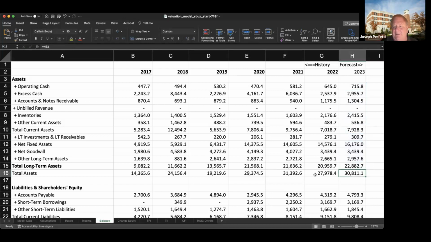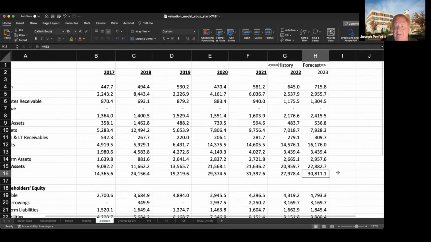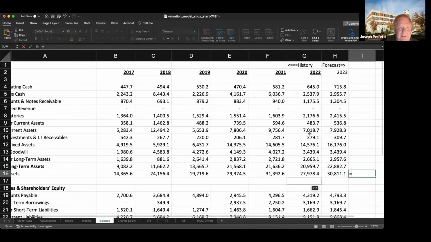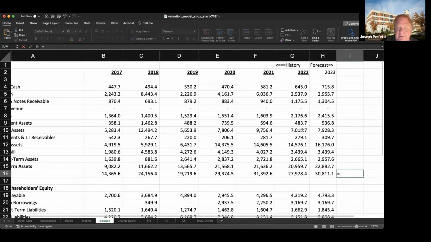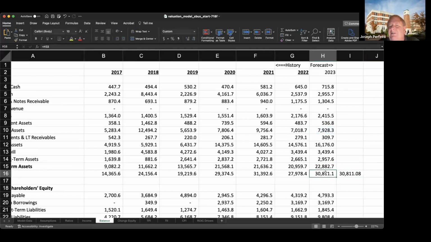That's our long-term assets. And by the way, if I want to do a check, equals current assets, which is here, plus long-term assets, my balance sheet balances with the plug. So the sum of all the items equals the total that I plugged. So you should get assets that now equal the liabilities plus equity.